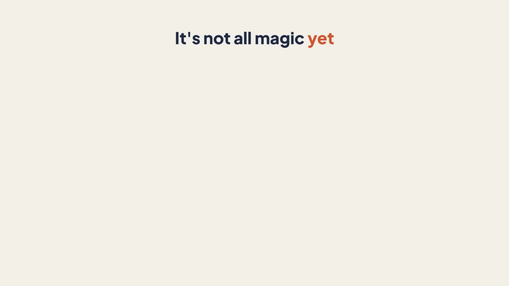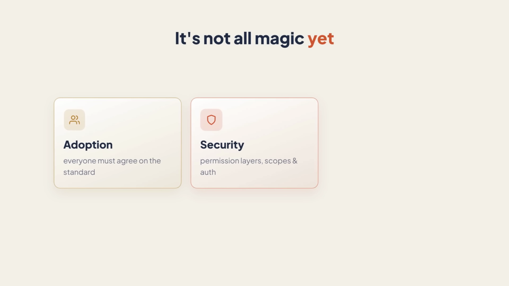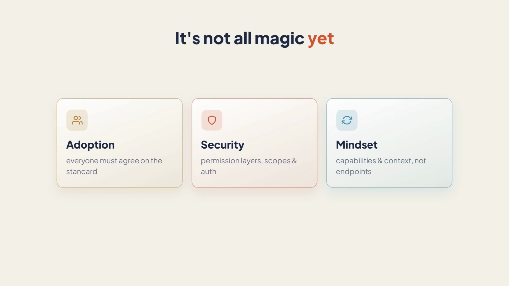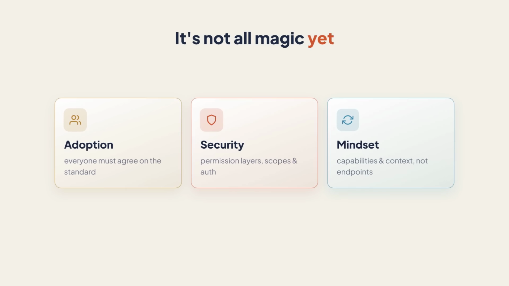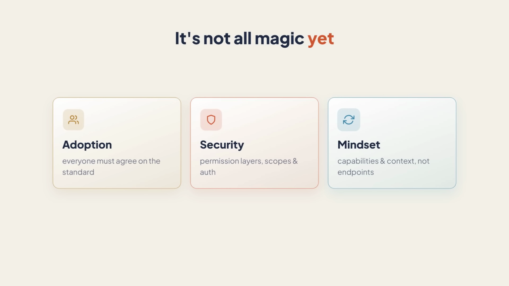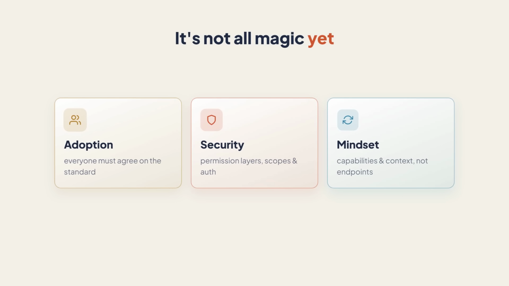It's not all magic yet. MCP is new, and adoption is the biggest hurdle. Servers, clients, and tools all have to agree on the standard. Security matters too. When a model can call tools directly, you need clear permission layers so it can't accidentally send an email or delete a file it shouldn't. The spec is adding scopes and authentication, but it's early, and there's a mindset shift. Most of us think in endpoints and routes. MCP asks us to think in capabilities and context.